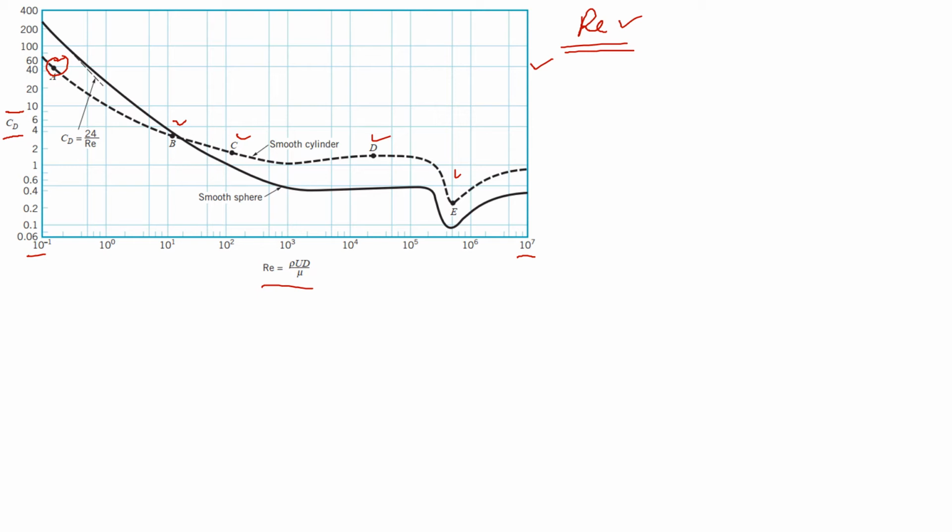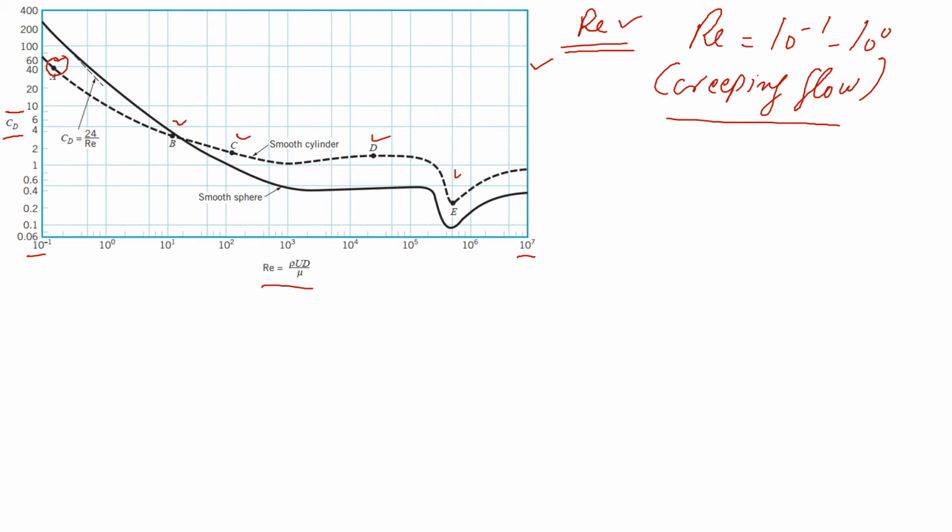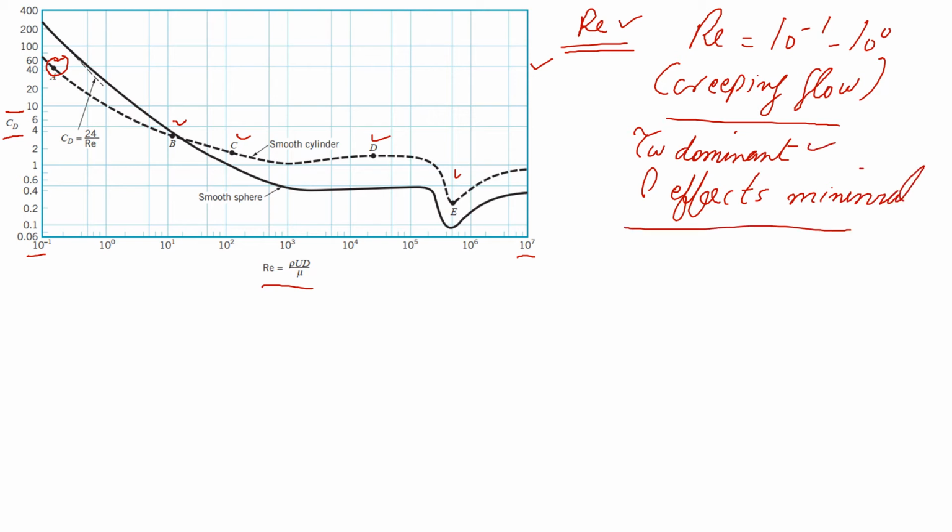Point A is at very low Reynolds number, approximately 10 to the power minus 1 to 10 to the power 0, and this is called the creeping flow regime. Here the Reynolds number is very low. In this flow regime, the shear force, the shear stress, is the dominant force that causes the drag force, and the density effects are minimal. So here the shear force will contribute mainly to the drag force.